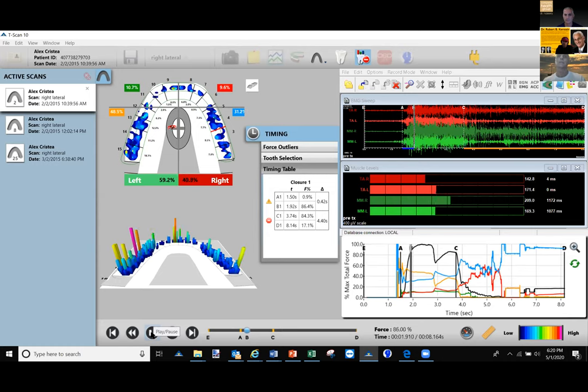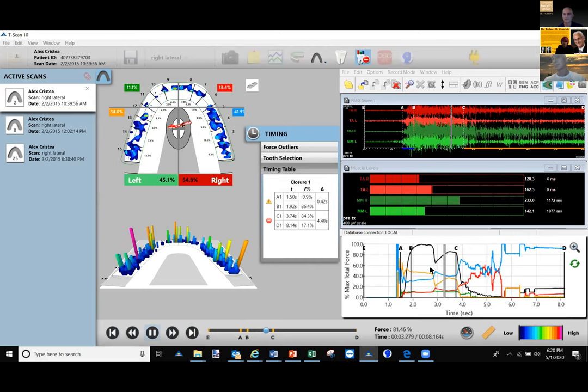His bite is a little too left-sided, 10% off to the left. And from here, you see the muscle activity playing as a movie. So this is him trying to clench and hold his teeth together. And right here, he's going to fail. And when he fails, you're going to see the columns drop in the T-scan data. So he's letting go. So that's a marker for dysfunction.